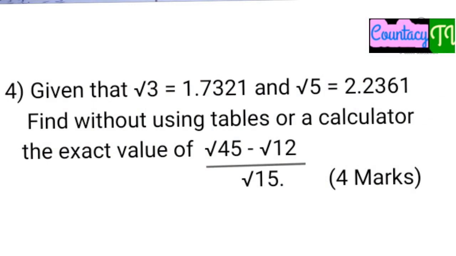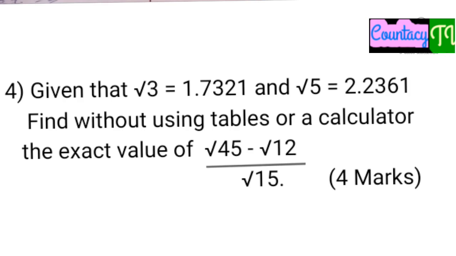We proceed on with our question 4. Given that root 3 is equal to 1.7321 and root 5 is equal to 2.2361, find, without using tables or a calculator, the exact value of root 45 minus root 12 all over root 15. The question is worth 4 marks.